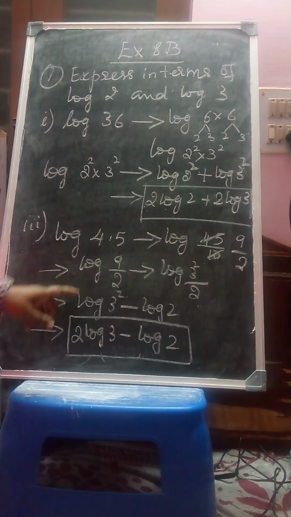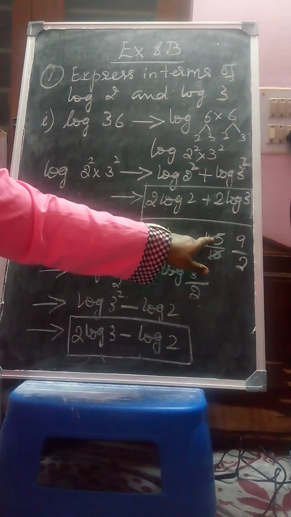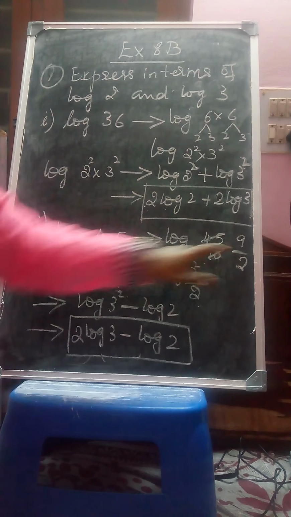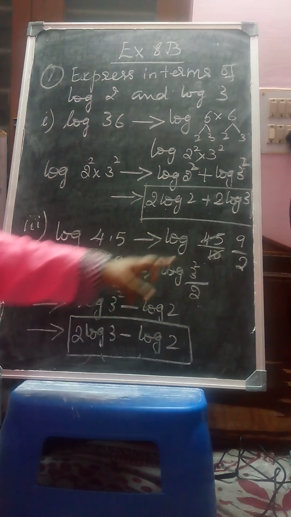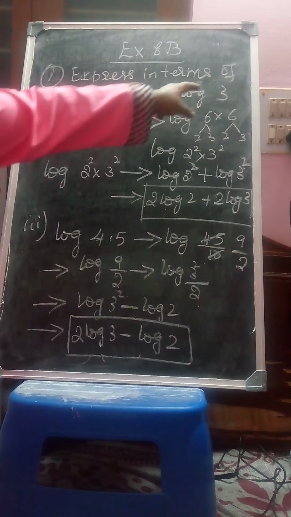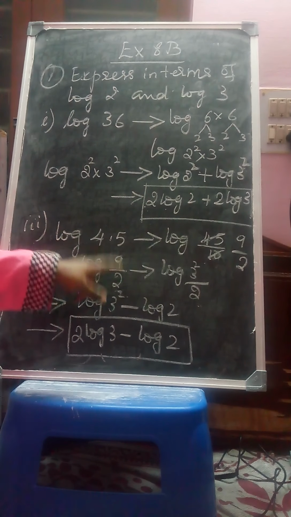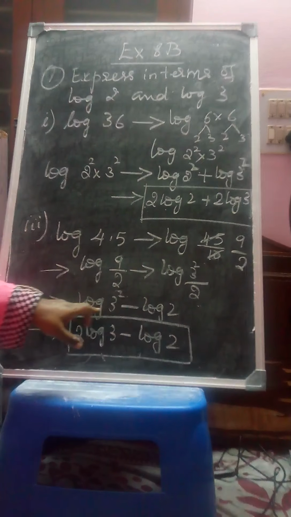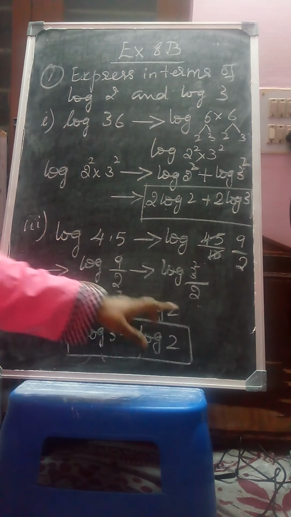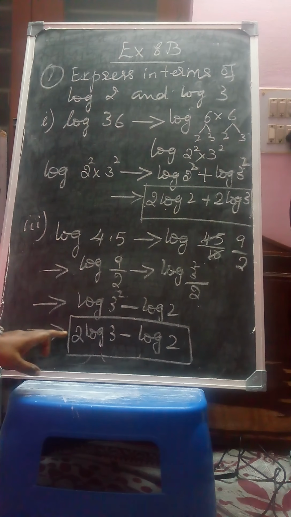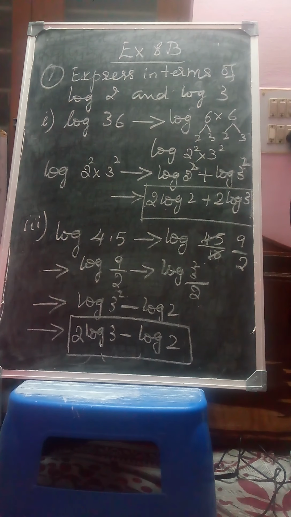Once again I will explain. 4.5 is 45 by 10. 5 nines are 45, 5 twos are 10, so 9 by 2. 9 by 2 can be written as 3 square by 2. Why did I take 3 square? Because they have asked us to express in log 3 and log 2. Since it is a fraction, I can use the quotient law: log 3 square minus log 2. Now this 2 will come in the front. It will become 2 log 3 minus log 2. Okay?